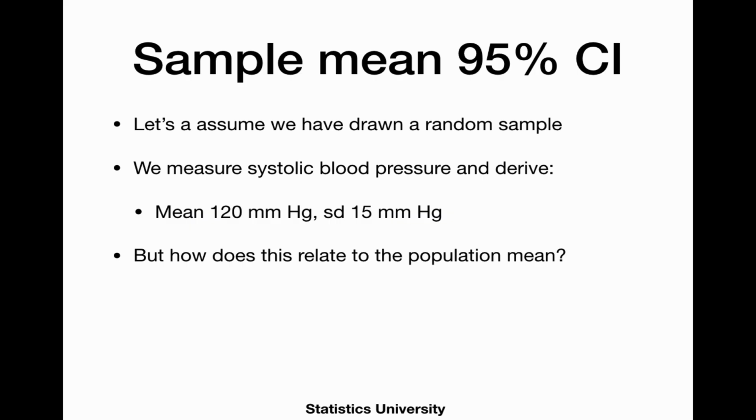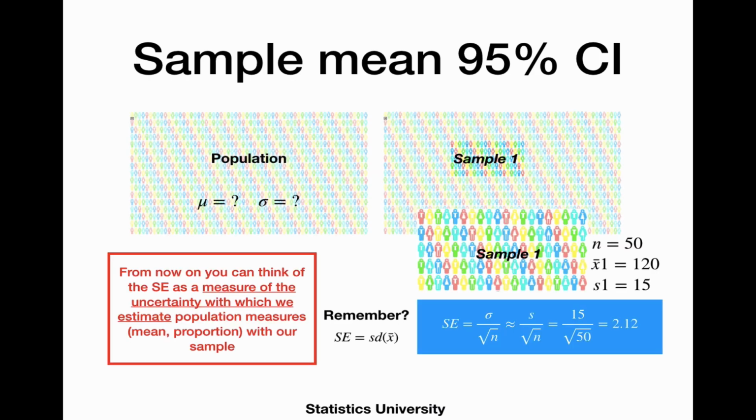So let's say we draw a random sample of patients where we measure systolic blood pressure and we derive a mean of 120 and a standard deviation of 15. But how does that actually relate to the population mean? Well, this story is probably familiar by now, but we measure our parameters in the sample.